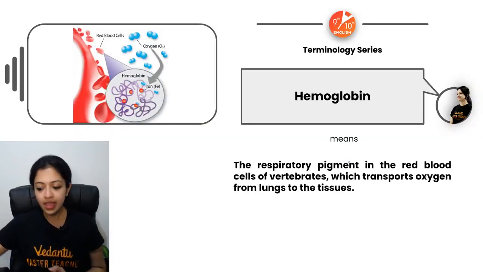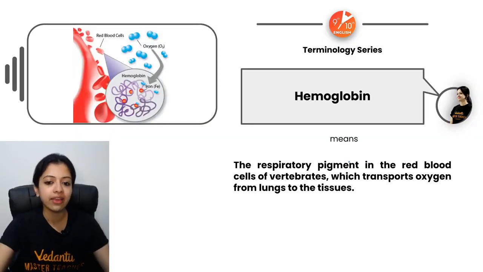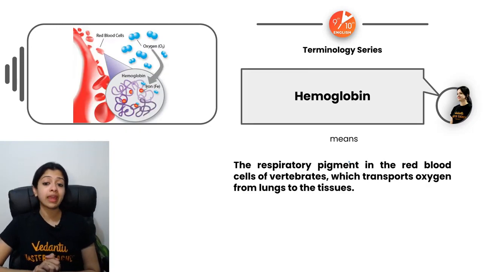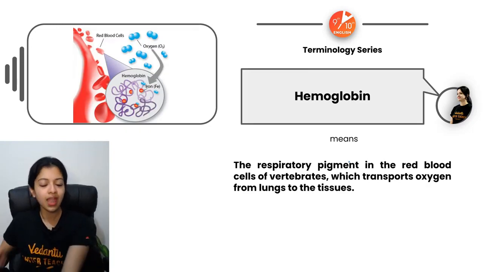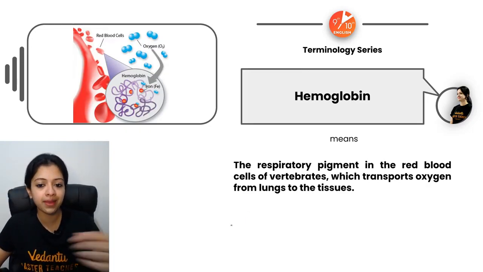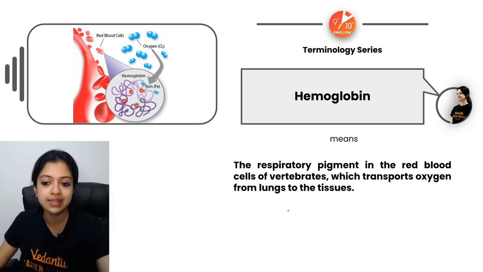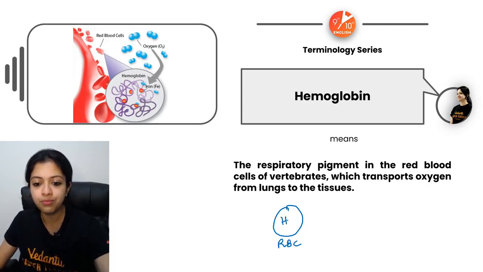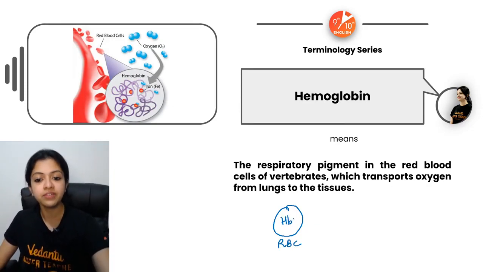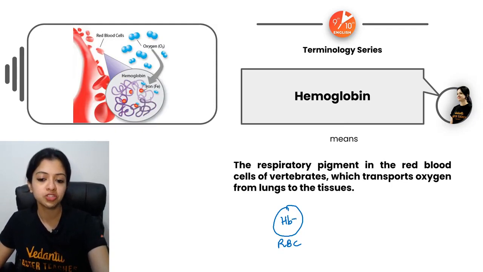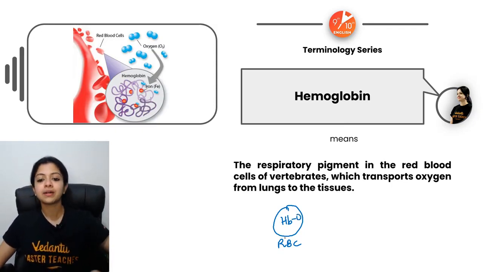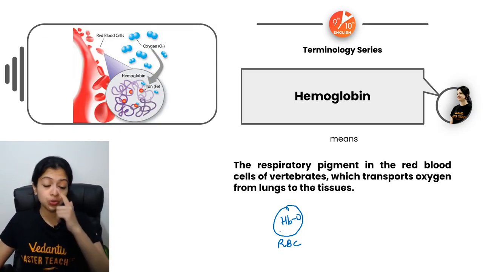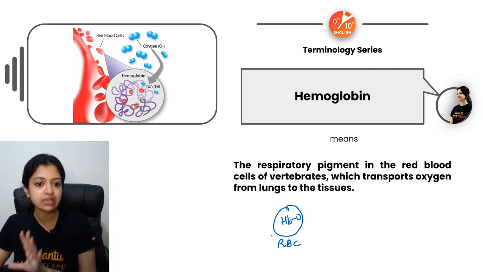Okay. Now continuing with our life processes. Hemoglobin, where have we heard the term? The respiratory pigment found inside the red blood cells, RBC. If this is the RBC, there's hemoglobin inside it, which can attach to oxygen. Now, if you remember, it can also attach to carbon dioxide, but it's got more affinity for oxygen.